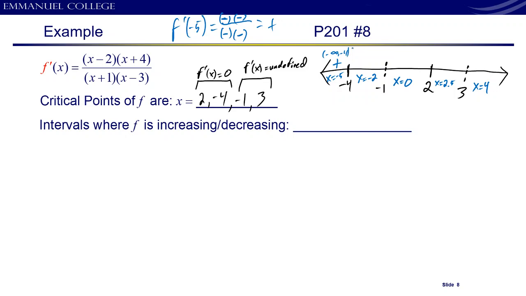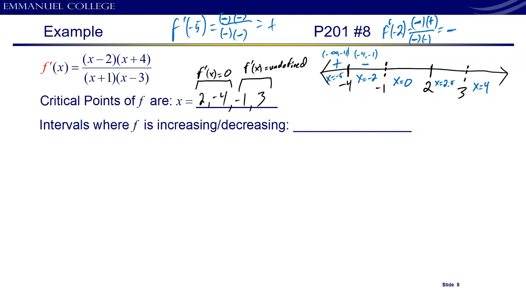Now let's check negative 2. So negative 2 minus 2, that's a negative number. Negative 2 minus 4, that's a positive number. Negative 2 plus 4. Negative 2 plus 1, that's a negative. And then negative 2 minus 3, that's also negative. So 3 negatives and a positive makes a negative. So then this is going to be decreasing from negative 4 to negative 1.